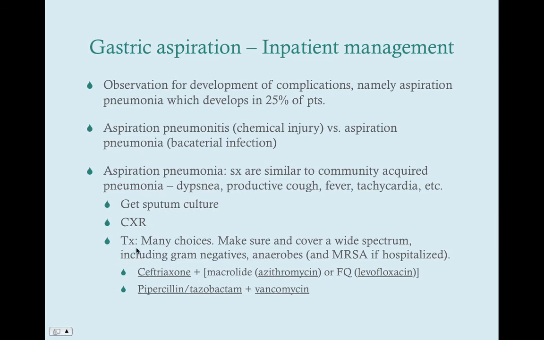And then as far as treatment, there are many choices. You're going to want to cover a very wide spectrum. So you're covering gram-positives, gram-negatives, anaerobes, and if the patient happened to develop the pneumonia while they were in the hospital, like any non-community acquired pneumonia, you're going to need to give them some kind of medication that covers MRSA. So ceftriaxone plus either a macrolide or fluoroquinolone can be useful on an outpatient basis.